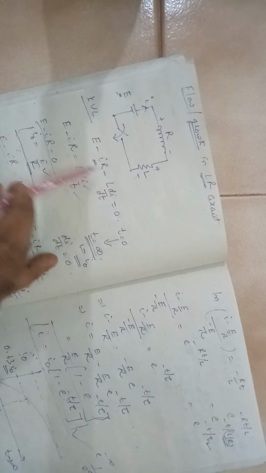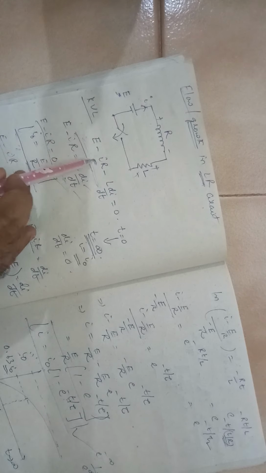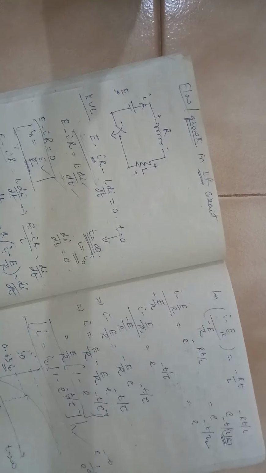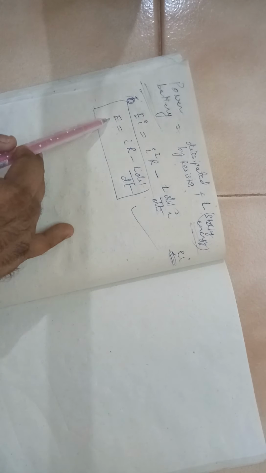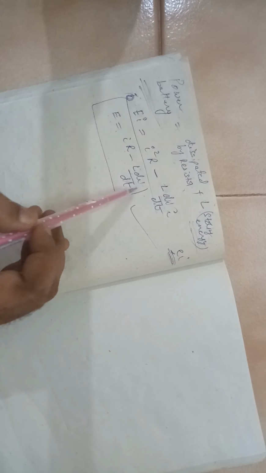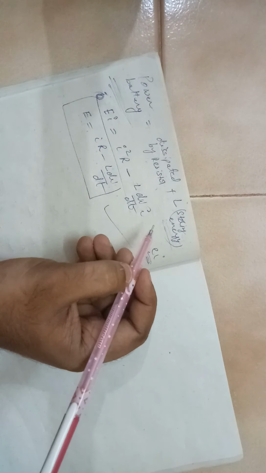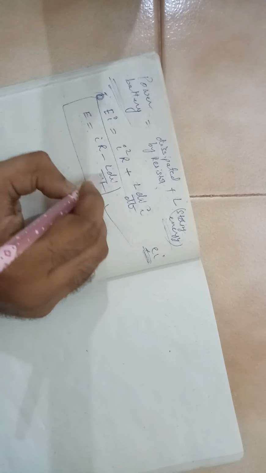Now look into this equation. E minus IR is equal to L di by dt. E minus IR is equal to L di by dt. If I don't consider the sign part, it will become, let us say, plus. So from energy perspective also we can explain the same phenomena. Okay, another perspective.